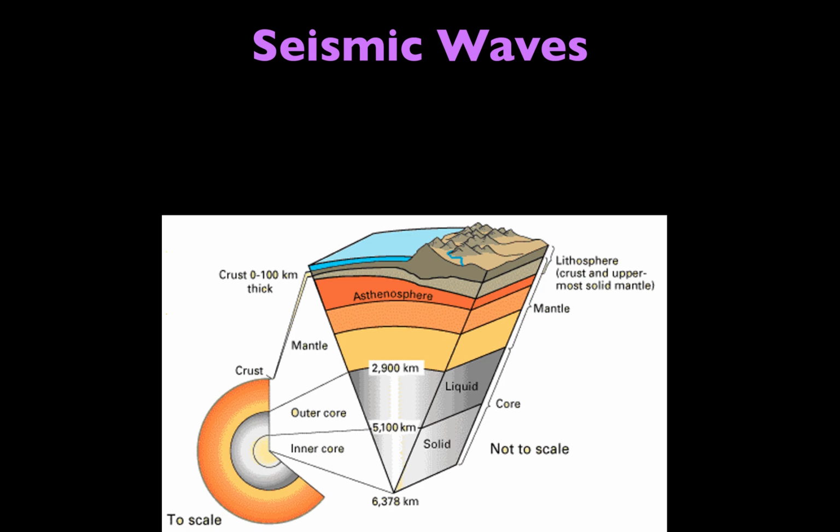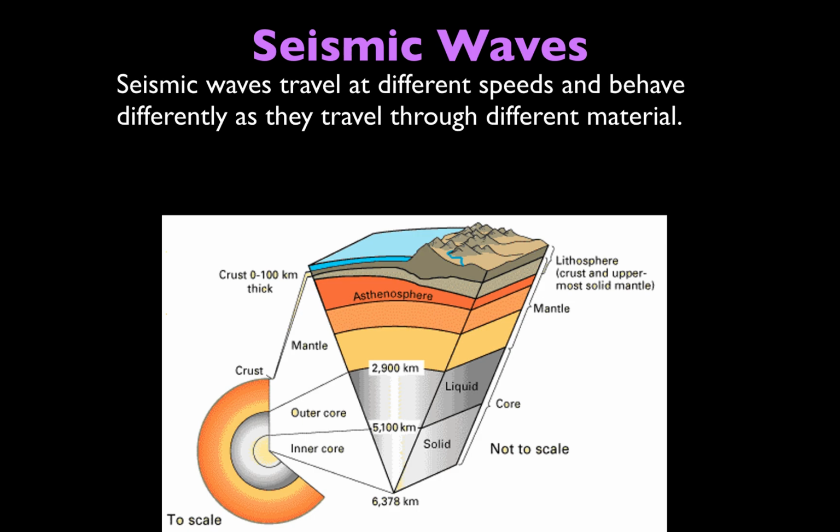Here's a diagram showing all the layers of the Earth, how thick they are, what they're made up of, are they solid or are they liquid? We got all of this information from earthquakes. Seismic waves travel at different speeds and will behave differently depending on the type of material that they travel through.